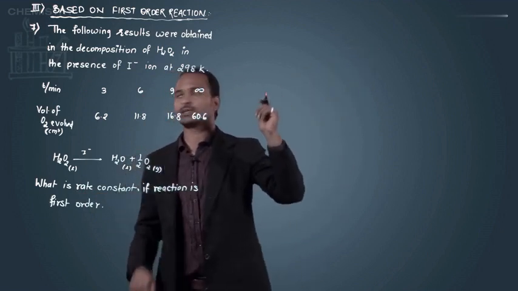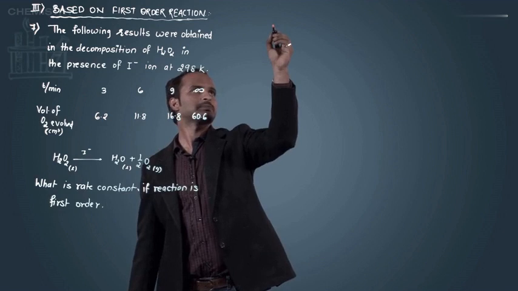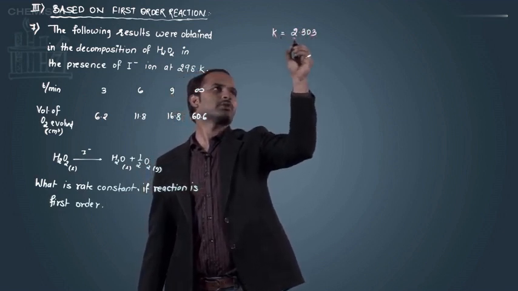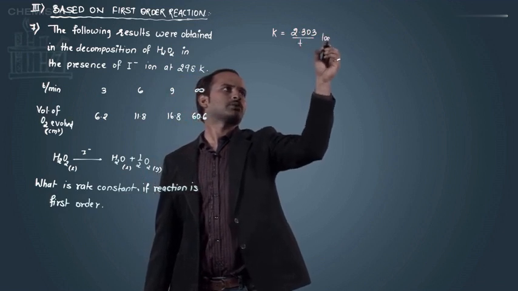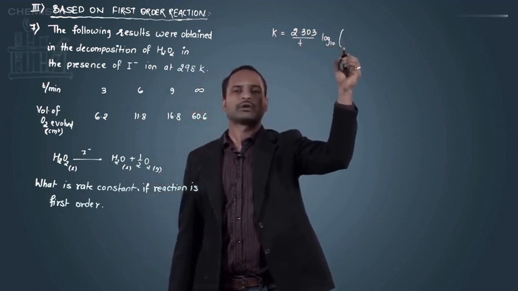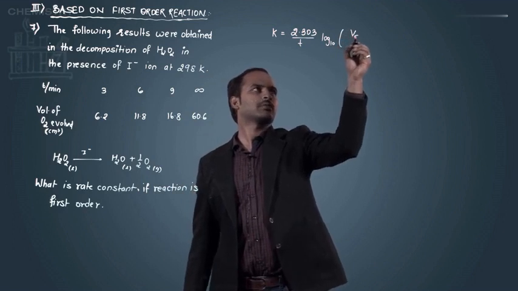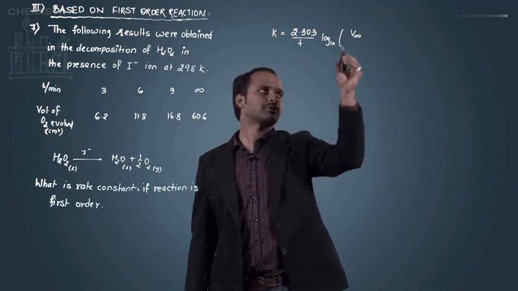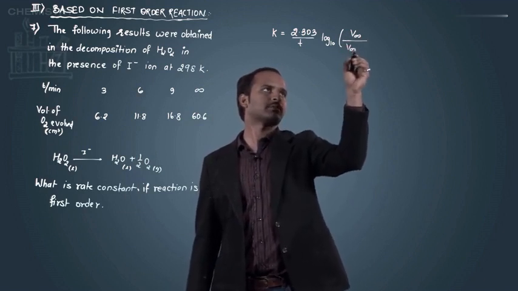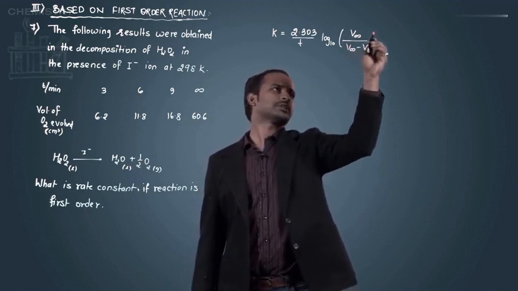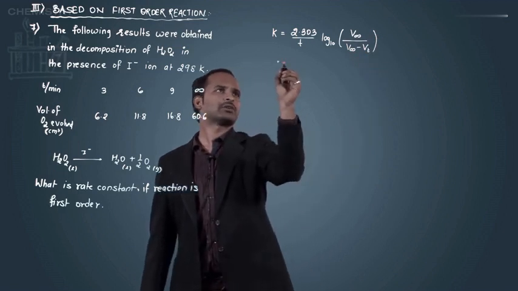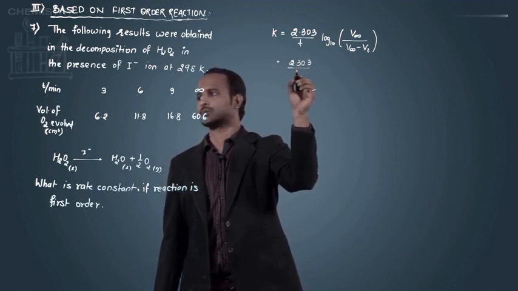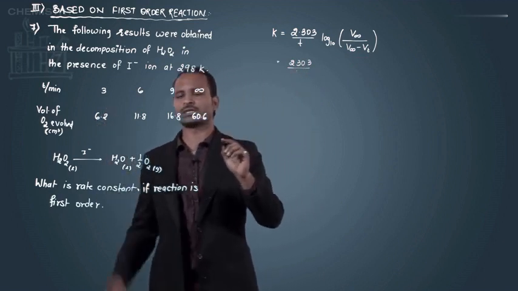The formula is K is equal to 2.303 upon T log to the base 10 of V infinity minus V0, but V0 will not be considered because 0 time is not given. So V infinity upon V infinity minus Vt. So it is equal to 2.303 upon T, that is 3 minutes. Here the time is 3 minutes. We are considering the first data only.